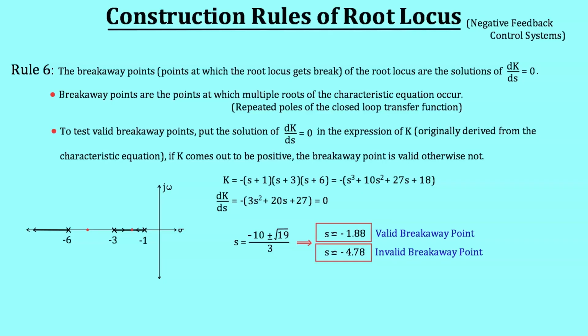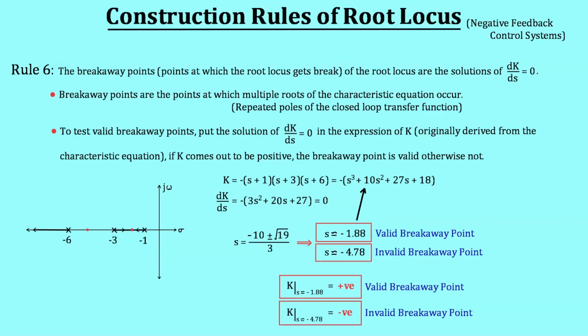There may be cases where it is easier to calculate through the formula. Now, if you try to put the value of s in the original expression of k, you will get the value of k to be positive when you put the value of s equal to minus 1.88. Since the value is positive, the breakaway point is valid. And when you put the value of s equal to minus 4.78, you will get the value of k to be negative. And as such, this point will be an invalid breakaway point.